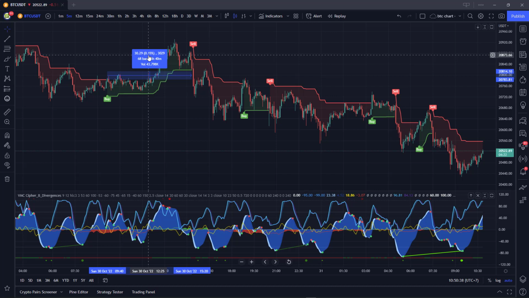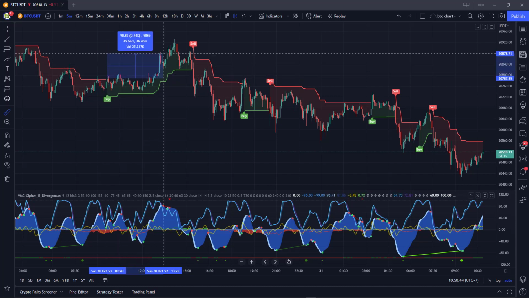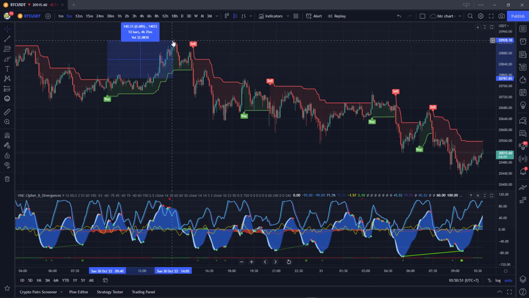Okay, and that's on a 5-minute time frame. If we measure from here right to the very top, that's a better result, but even then it's not that much, is it?